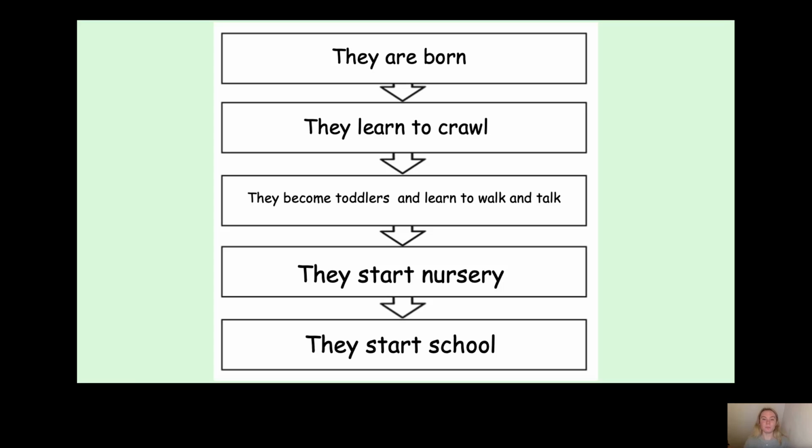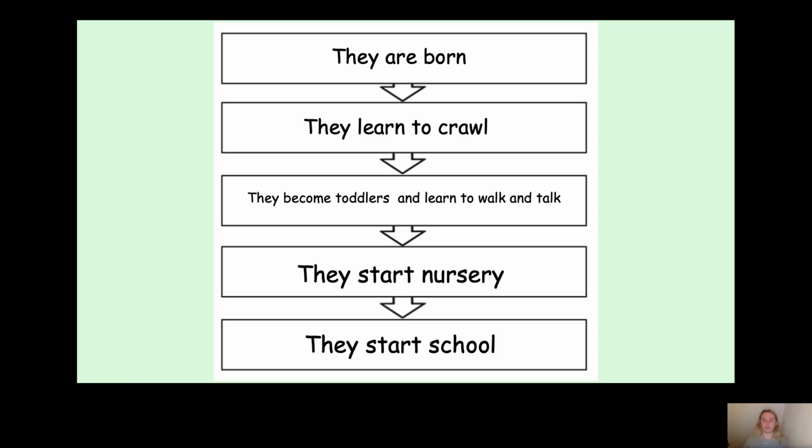So first they are born, then they learn to crawl, then they become toddlers and learn to walk and talk. After that, they start nursery, and then finally, they start school. So, could we have starting school before starting nursery? Would that be a correct sequence? No, it wouldn't, would it? Because you don't start school before you start nursery. You start school after nursery. So therefore, in our sequence, it has to come after nursery.